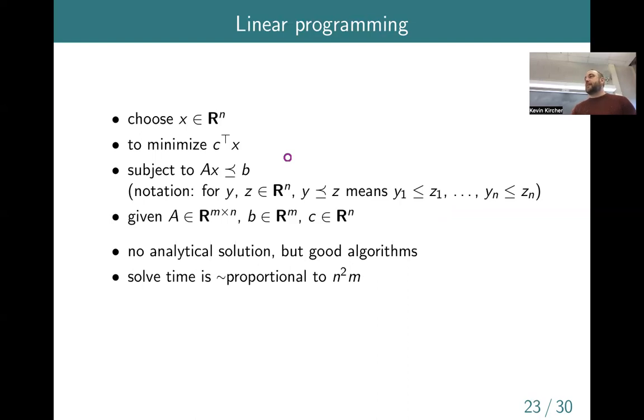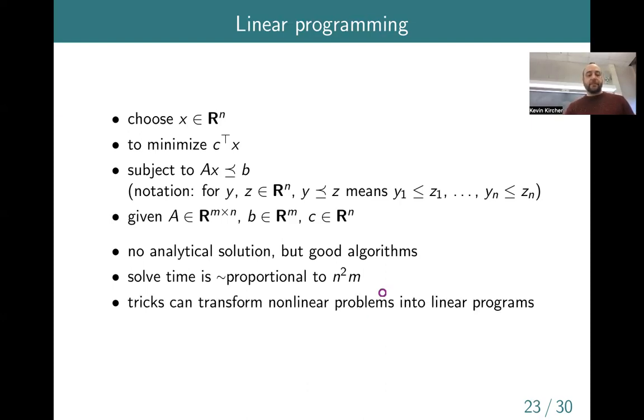A classic one is called the simplex algorithm, developed in the 50s and 60s. But there are other algorithms that work well for linear programming. And the solve time, in the worst case, is again proportional to n squared times m, which is really the same scaling that we saw in the least squares problem. So again, linear programming is in P. It's a polynomial time thing, and it's among the easiest problems that we can solve in optimization.